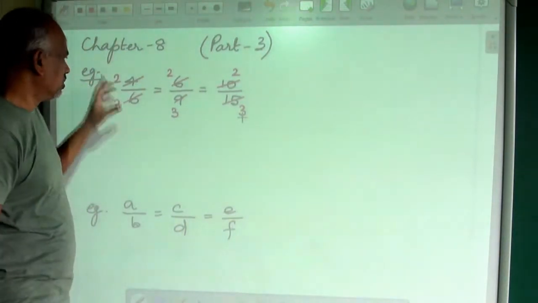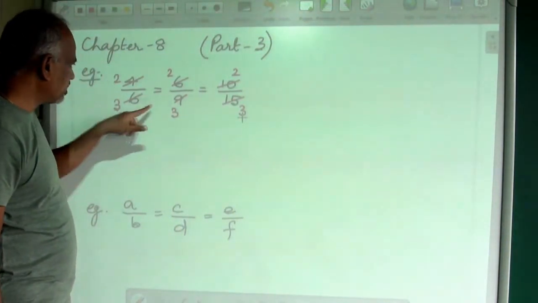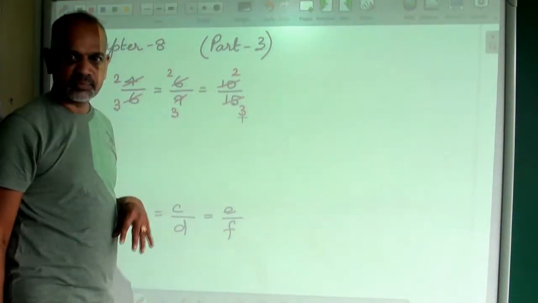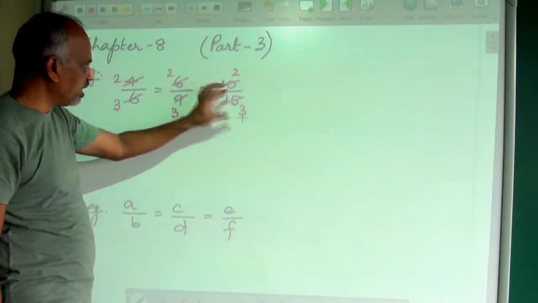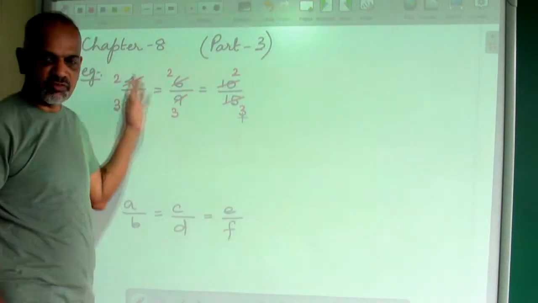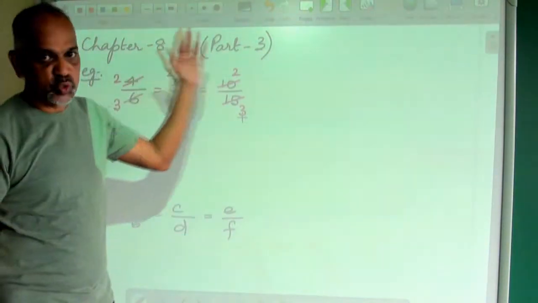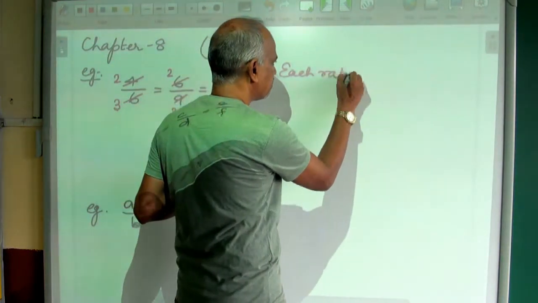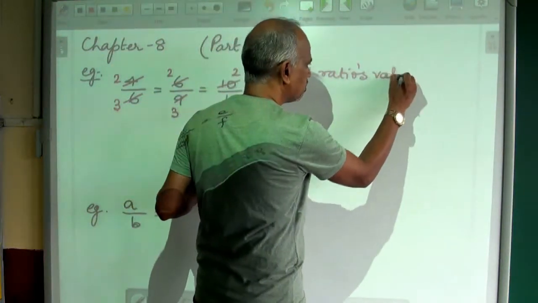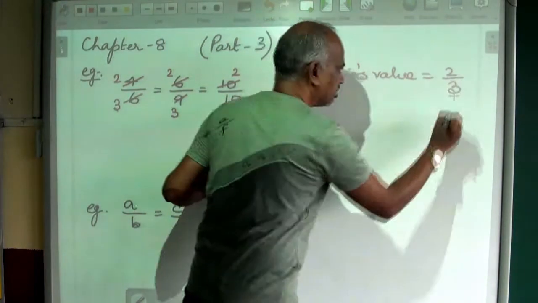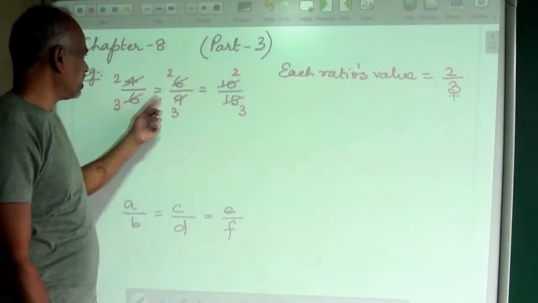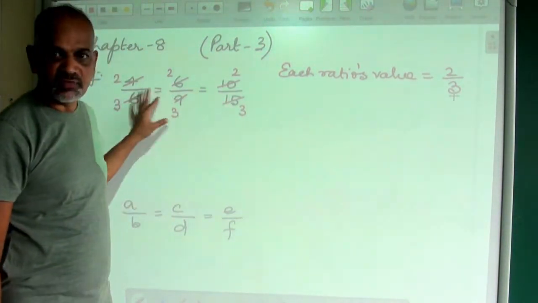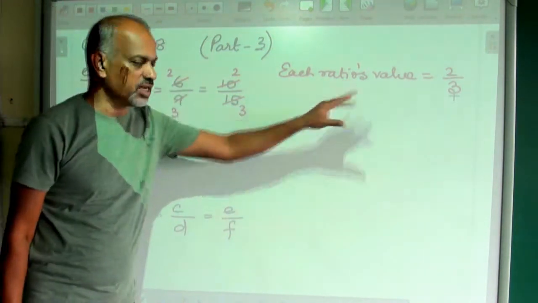So first one is simplified to 2 by 3. Second one also has simplified to 2 by 3. Third one is also 2 by 3. So each ratio's value here is 2 by 3. Each of them simplifies to give you 2 by 3. The simplified value of each of these ratios is 2 by 3. Now because these were numbers, it was easy for you to simplify and find each ratio's value.